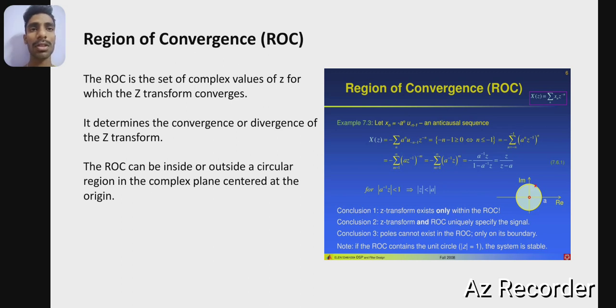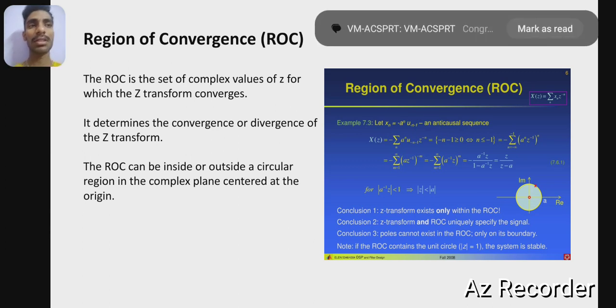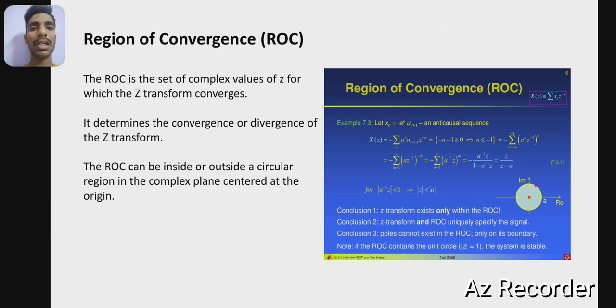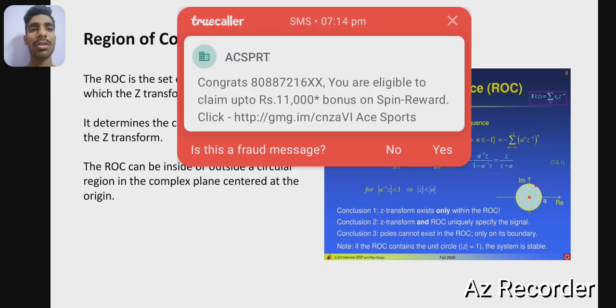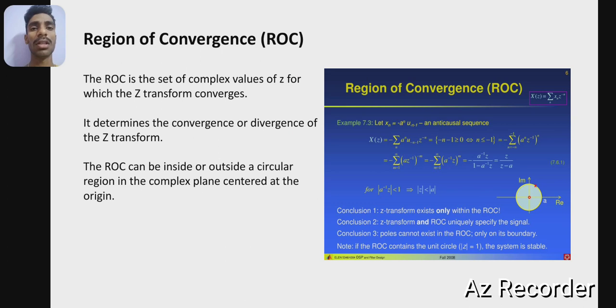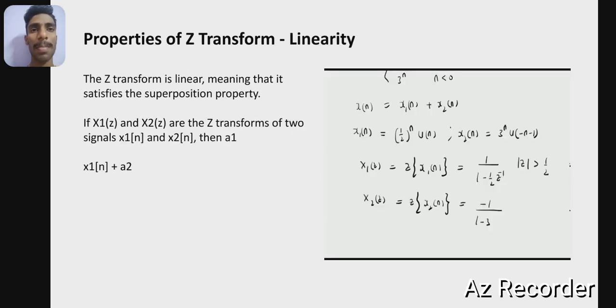Region of convergence. The ROC is the set of complex values of z for which the Z transform converges. It determines the convergence and divergence of the Z transform. The ROC can be inside or outside a circular region in the complex plane centered at the origin.